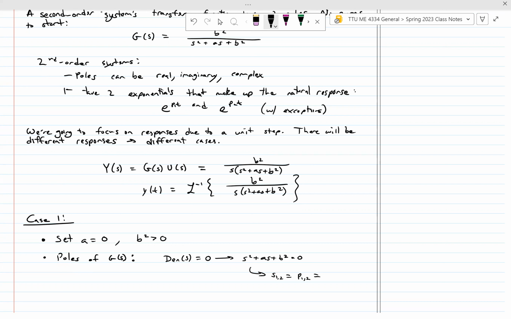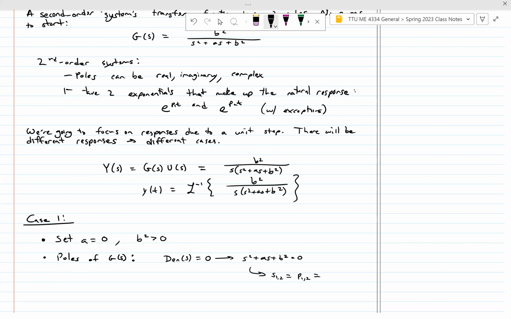S is equal to B. What do you guys think? This could be a quick class, guys, by the way. If you guys participate in stuff like that, we could actually finish early today.